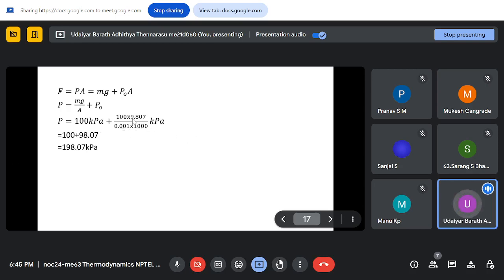So in kilopascal, it will come out to be 98.07. This is 0.01, it's not 001. So 100 plus 98.07 will come out to be 198.07 kilopascal. If your pressure is 198.07 kilopascal, it will be in equilibrium, it will not move. But if it exceeds 198.07, the piston will start moving.